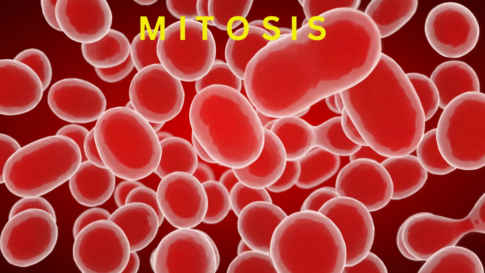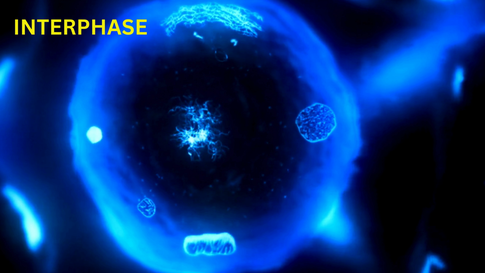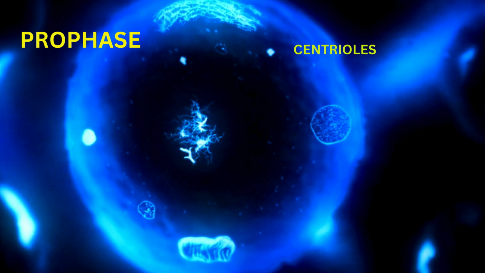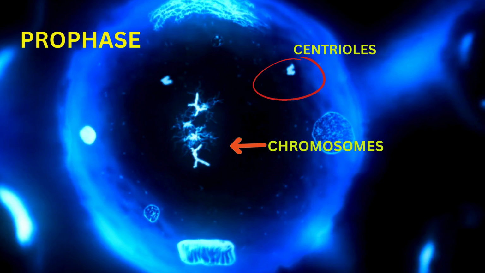Interphase. This is the phase before mitosis begins. The cell is actively growing, and its DNA is duplicated to ensure that each daughter cell receives a complete set of genetic information.